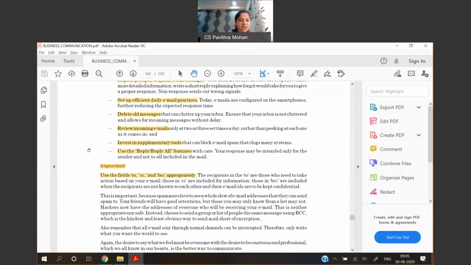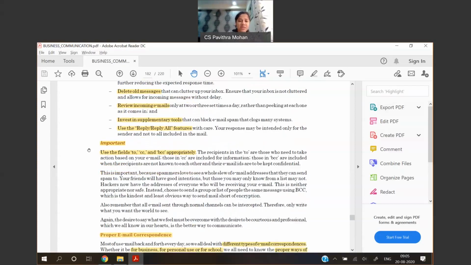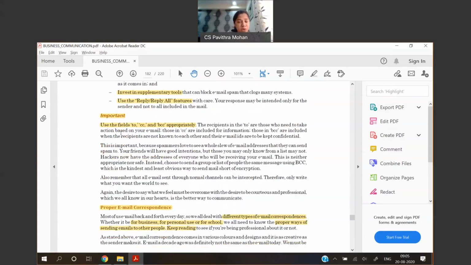And the other important thing is use the fields CC and BCC. Okay, so make sure when you're sending all these things, it is being sent across in the proper way. Okay, don't try to mess up the addresses being put across in CC and BCC.